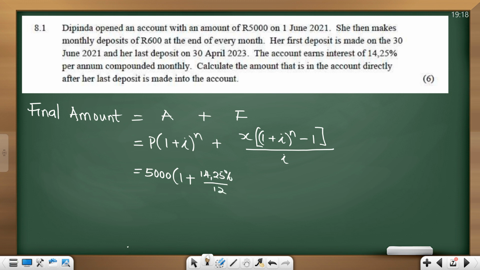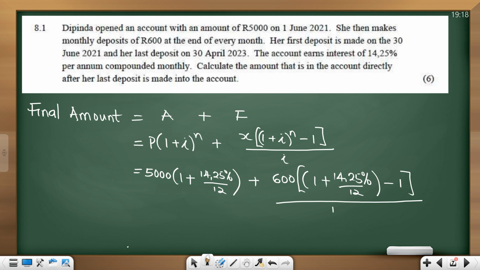14.25% over 12. Guys, I'm going to come back to the n. Plus, what is our x? 600. 1 plus, again, 14.25% over 12. I'll come back to the n. Minus 1 over 14.25% over 12. Guys, are we okay up to this point? Now, the question is, what is the n?